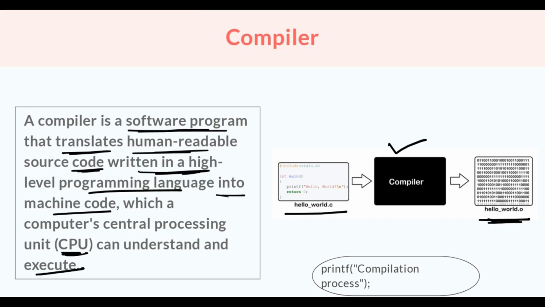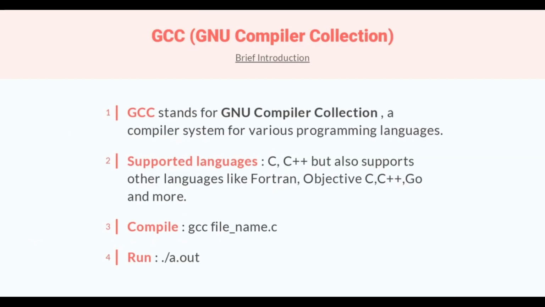That's it. Okay. So now let's move over to the main topic, which is the GCC compiler. Basically G stands for GNU, the first C stands for compiler, and the next C stands for collection. So basically GCC stands for GNU Compiler Collection. Now let's understand it one by one.